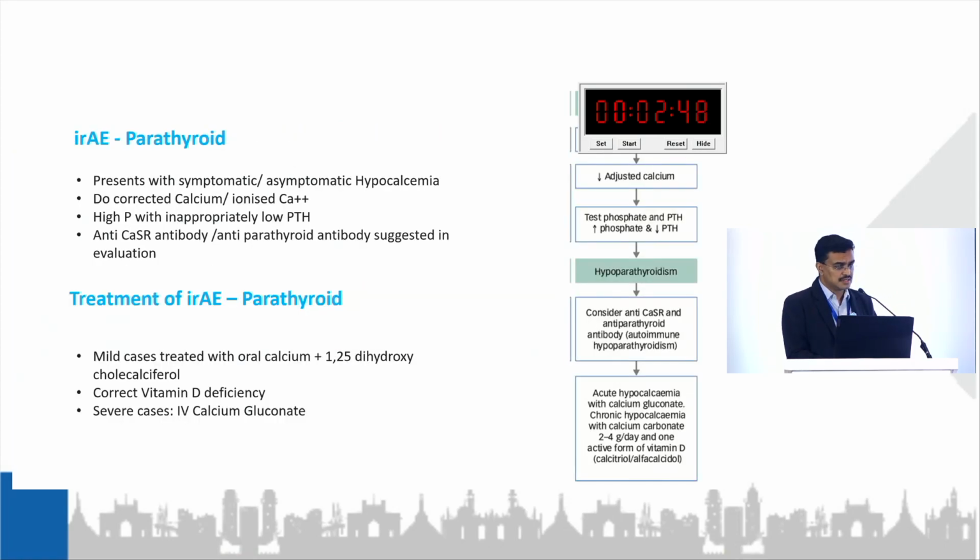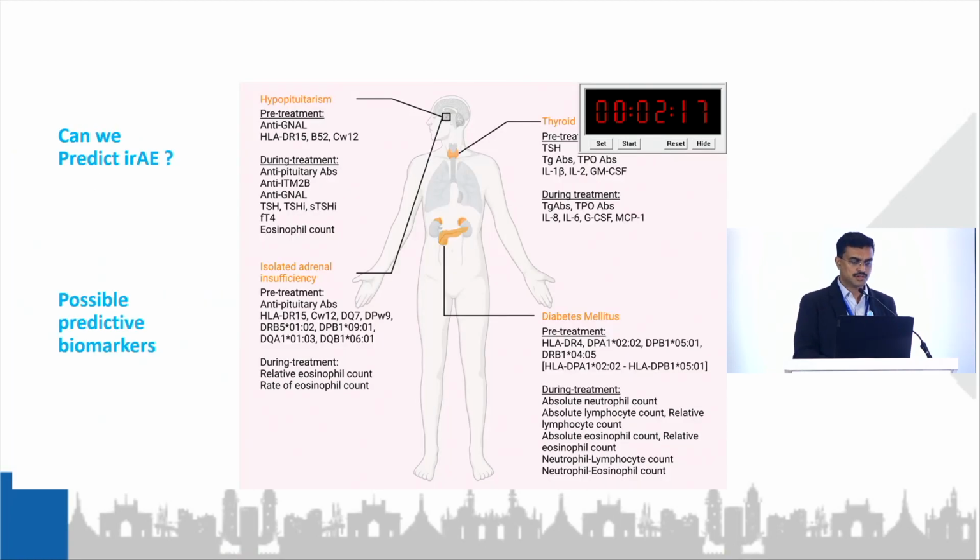The parathyroid gland also can get involved, where the patient may present with symptomatic or asymptomatic hypocalcemia, where you need to look at the phosphorus and PTH value. Phosphorus towards a higher level and PTH inappropriately low may suggest a possibility of hypoparathyroidism. Antibodies have been suggested in the guideline, but I don't think it's done routinely. Treatment, obviously, is with oral calcium and active calcium, vitamin D deficiency needs to be corrected, and severe cases need to be managed with IV calcium gluconate.